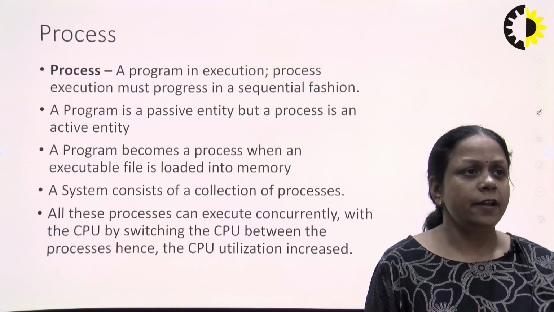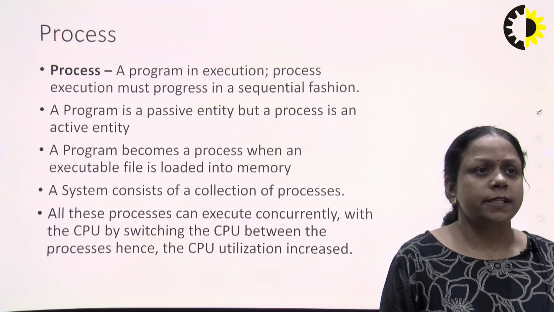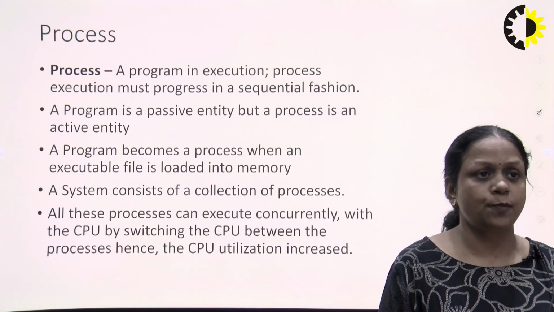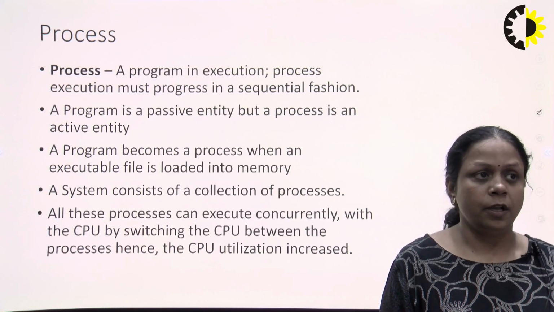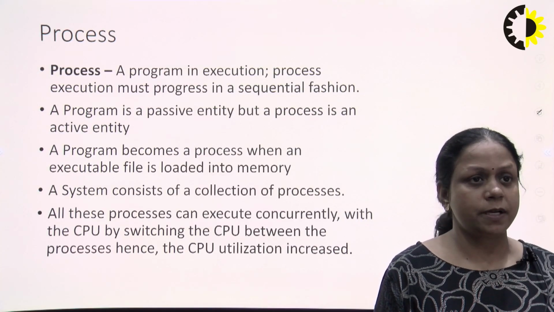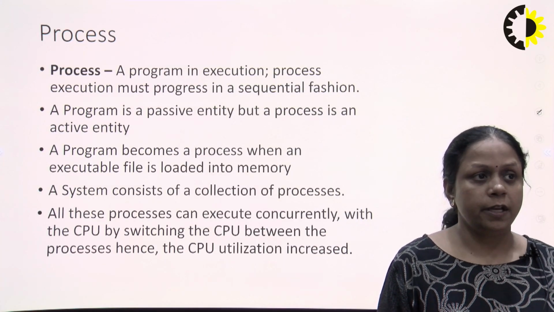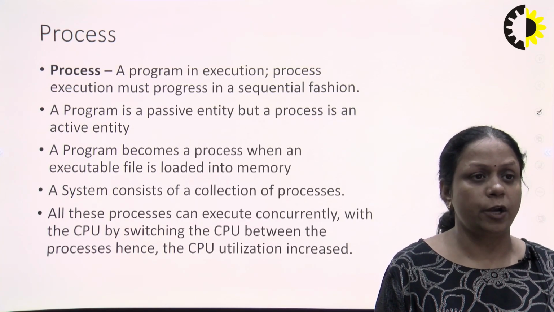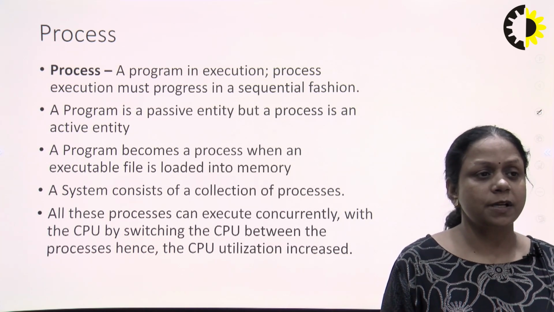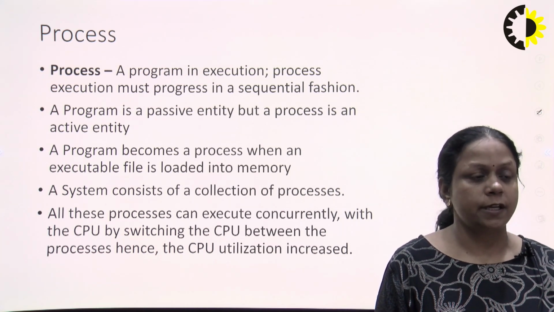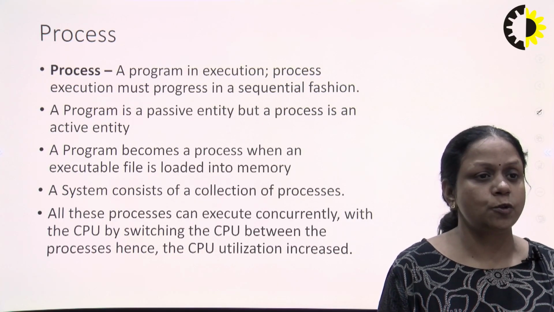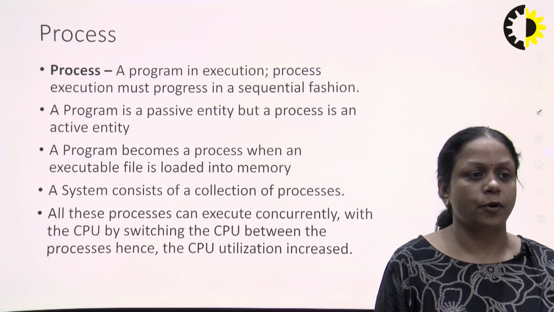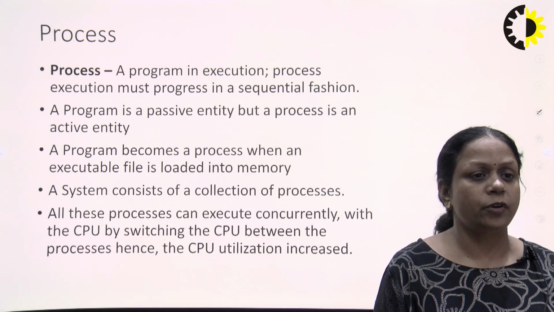So firstly we will see what is a process. A process is a program in execution. Process execution must progress in sequential fashion. A program is a passive entity, but a process is an active entity. A program becomes a process when an executable file is loaded into memory. A system consists of a collection of processes. All these processes can execute concurrently with the CPU by switching the CPU between the processes. Hence, the CPU utilization increases.